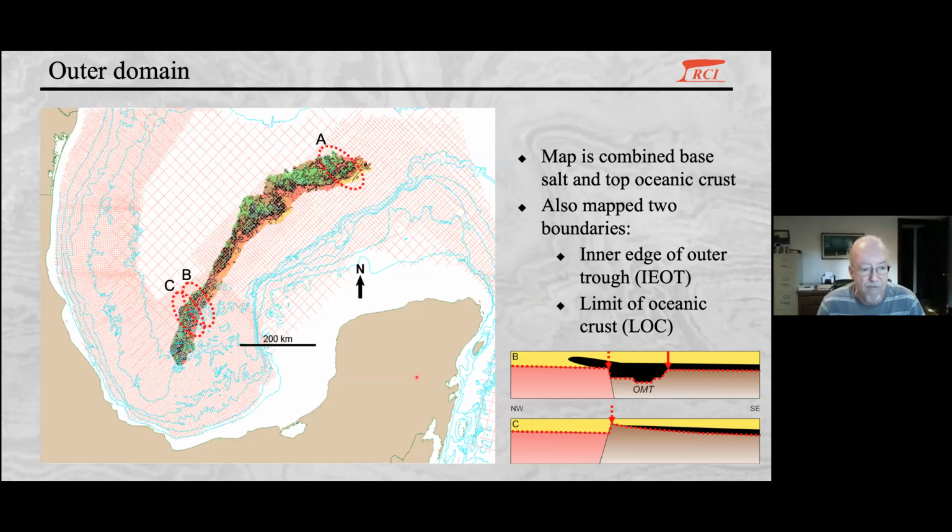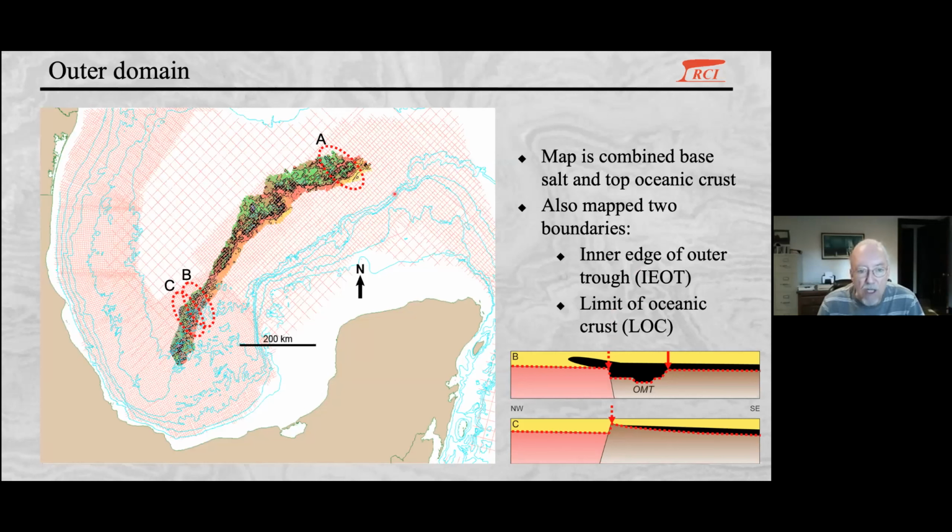This is the data set from TGS, the Gigante data set. The map that you're seeing here is about 800 kilometers long, and it's a combined base salt and top oceanic crust. In other words, it's this red horizon along here. And then I am also going to show two boundaries. I did some others, but there's the inner edge of the outer trough, shown with solid lines and arrows. So that's this. And then the limit of oceanic crust will be shown with dashed lines and arrows right here.